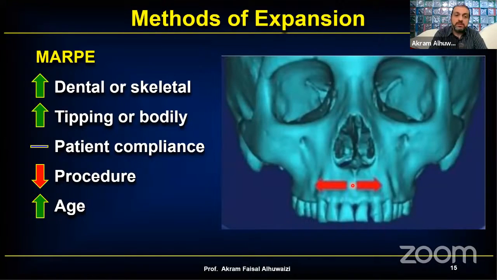So then the last type is MARPE. MARPE, which is microimplant assisted, the good thing about it is that it has also a lot of skeletal component, and probably it is the most skeletal component of all the previous types. It has also more bodily movement rather than tipping movement. Patient compliance is still an issue, since in MARPE, you still have to have the patient activating the appliance.